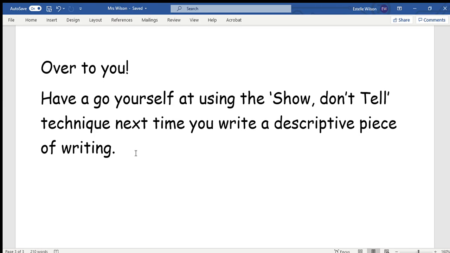Just want to say big thank you to all those children that have been sending and emailing your teachers fantastic pieces of writing. I've been really impressed with my Year 6s who have written some amazing quality pieces of writing, fantastic stories. So this is just something that we can all try and do in our writing just to make it that little bit better.